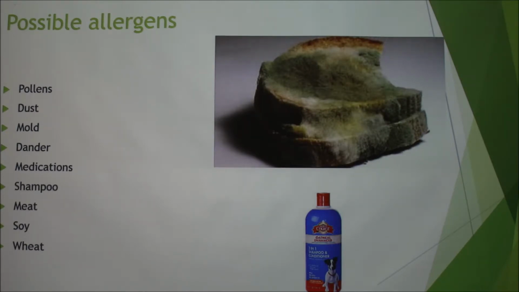Then here's some possible allergens. Just like people, dogs can be allergic to pollen, dust, mold, different medications, certain kinds of shampoo, different perfumes, meat, soy, wheat, different ingredients in their food. And there you have that dander again. And dander, there've been studies that dogs can be allergic to other dogs or cats or even people. They can have an allergy to human dander.